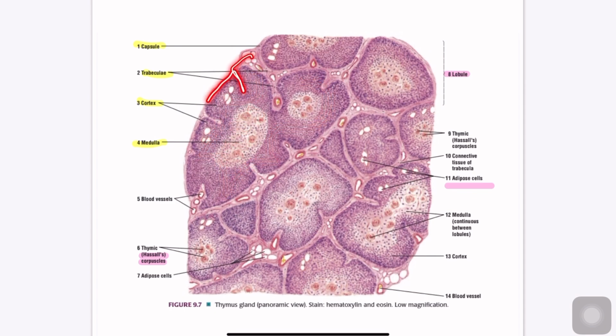The cortex of the thymus has been divided into a number of parts by the trabeculae, but they all share a common medulla. The main differentiating feature of the thymus is the presence of Hassall's corpuscle. So you can clearly see Hassall's corpuscle here.